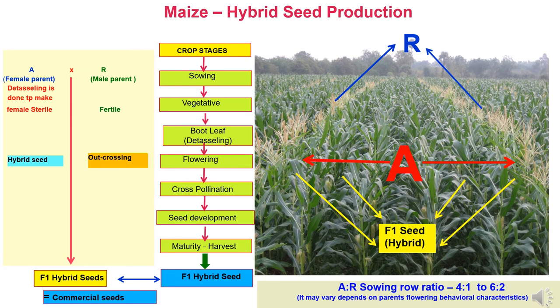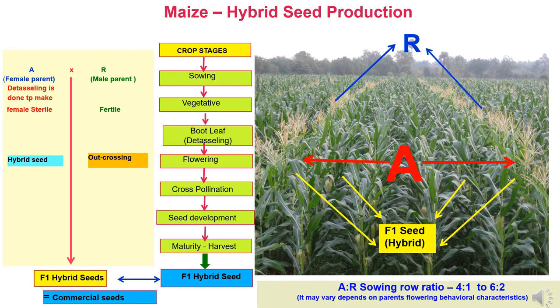Here we have represented the hybrid seed production process in maize crop. Here we are using R line and A line. The female to male sowing ratio generally varies from 4:1 to 6:2. In case of female, the detasseling process is done to make the female sterile. Detasseling is a process of removal of tassels from the female plant.